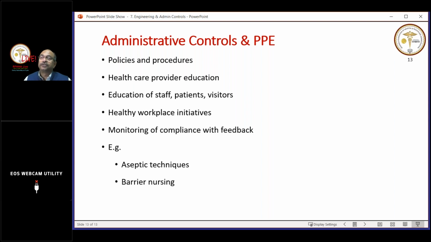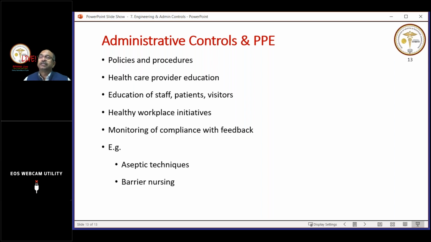These can be in terms of what antibiotics to use. For example, the use of antibiotics, or pre-operation or pre-surgery prophylactic antibiotic use. You will have procedures defined, so you have care bundles, you have aseptic techniques, you have monitoring systems. So these are the examples of administrative controls.